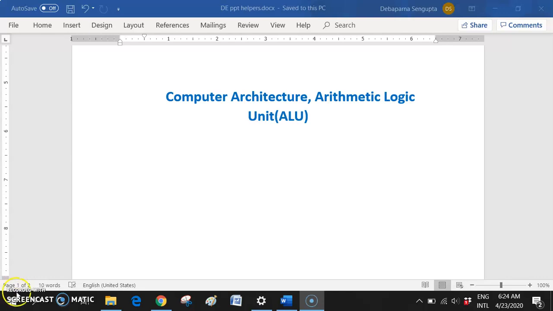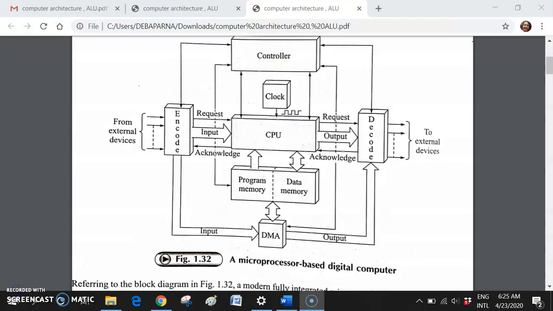Okay, so this is the overall architecture of a computer, a digital computer. If you see, there are the external devices. External devices are entering the system with the help of an encoder. So many devices can be connected.